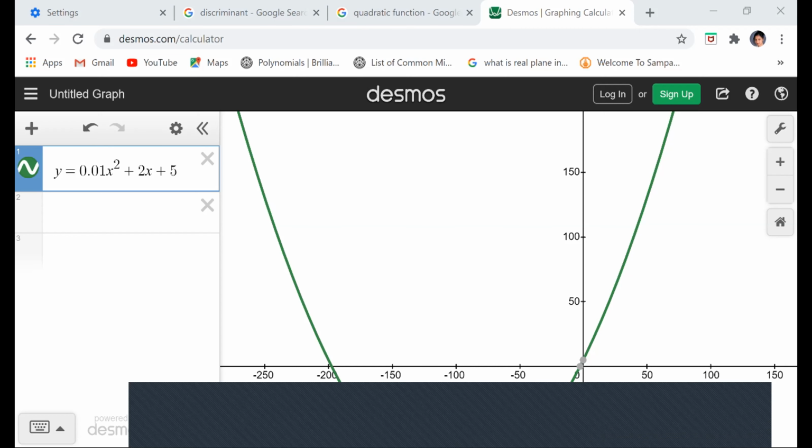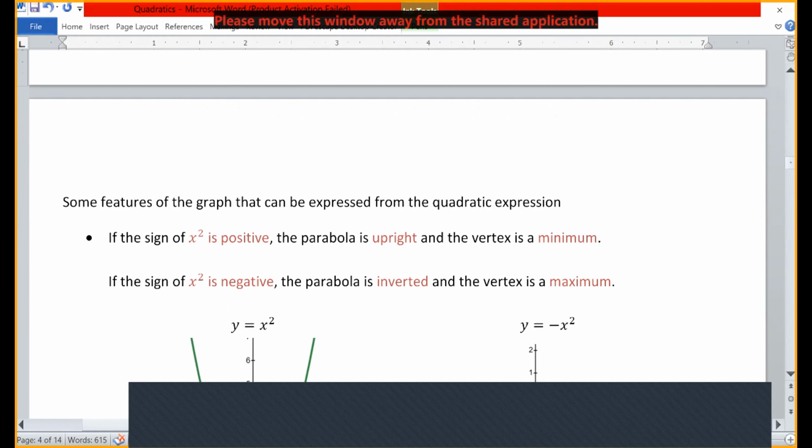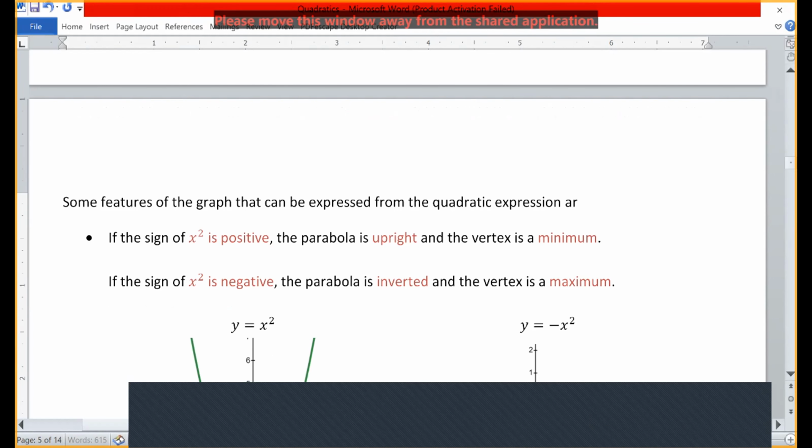We had a really good discussion. Let's write everything now. We have to write the notes now. I am giving you in point form each of the different features, the information we can extract by looking at the quadratic function and how the different forms tell you different information. You start with a sentence saying: some features of the graph that can be expressed from the quadratic expression are, and a colon, and I'm giving you the points.